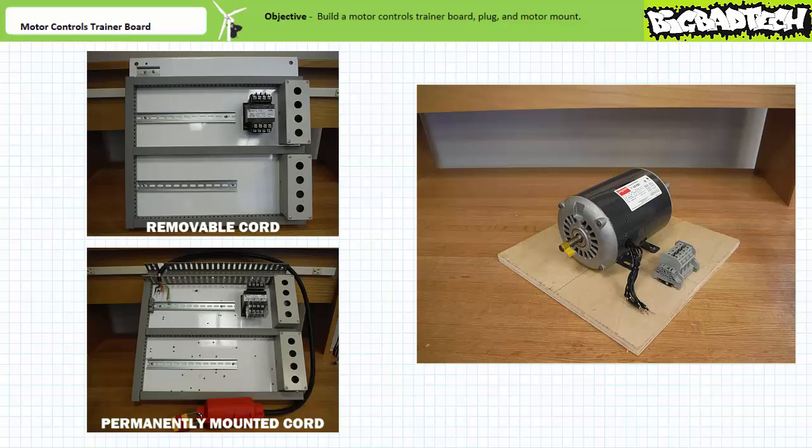Total cost for this setup was pretty minimal. I'll try to include part numbers in the information section associated with this video. The most expensive component is the motor. A quarter horsepower, three-phase AC squirrel cage induction motor might run you about $200-ish. You might be able to scavenge something cheaper or free, if you know what I mean.